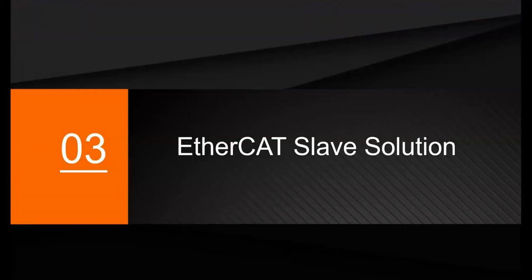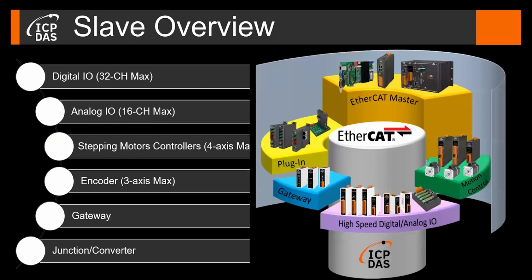Now to our EtherCAT slave solutions. ICP DAS provides a wide range of EtherCAT slaves. The product portfolio includes a large variety of digital and analog I/O modules, as well as converters, gateways, motion control modules, etc. An entire EtherCAT network can be constructed just by using ICP DAS slaves.